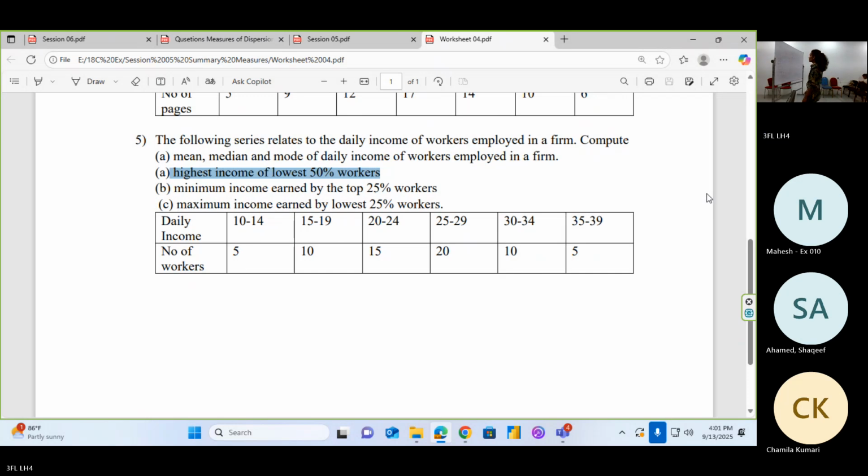29.1875. And 29.1875 is the minimum income earned by the top 25% of the workers. This is the interpretation of this value. Is it clear how we interpret this answer? 29.1875 is the minimum income earned by the top 25% of the workers. Clear? Then try the last one.